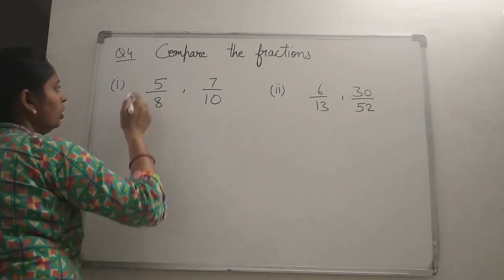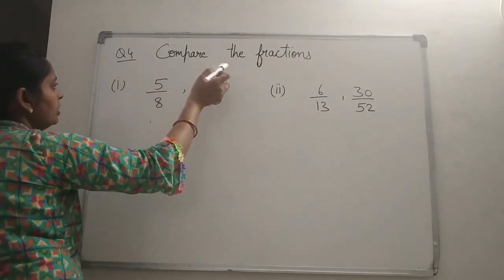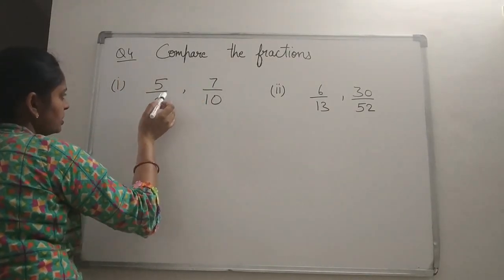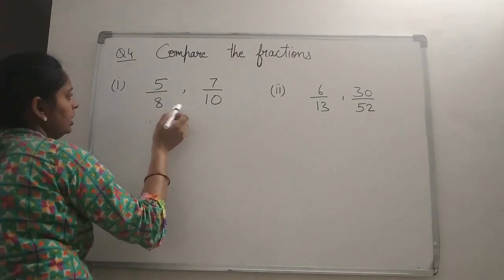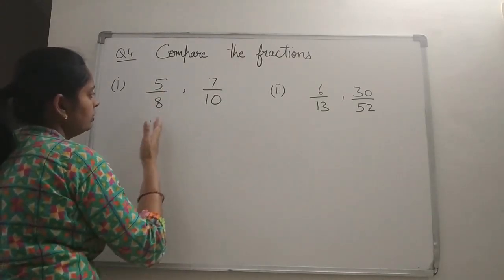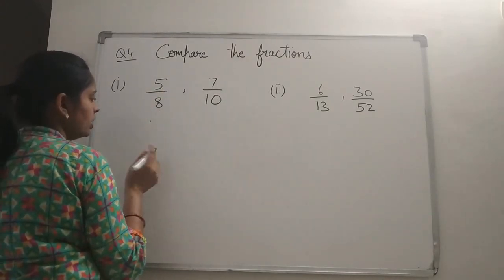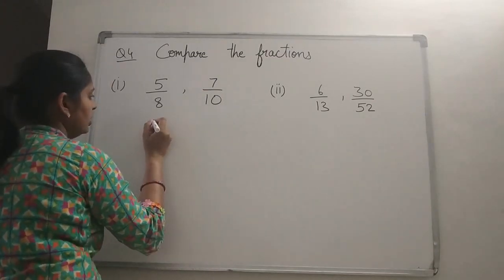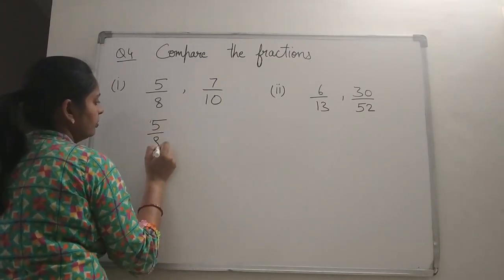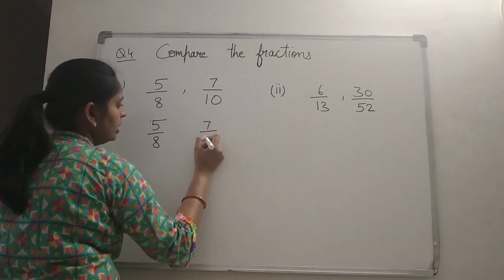Okay. Now the next question is compare the fractions. The fractions given are 5 by 8 and 7 by 10. We have to see which is greater. So what method are we following? Cross multiplication method. 5 by 8 and 7 by 10.